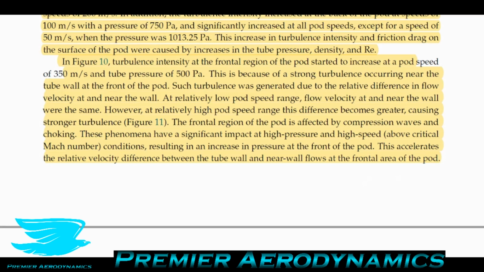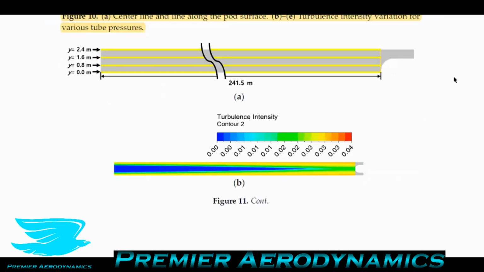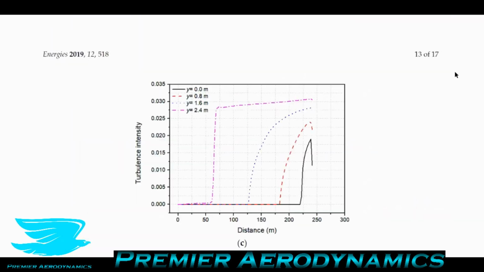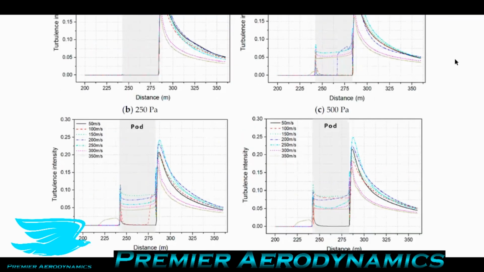The frontal region of the pod is affected by compression waves and choking. These phenomena have a significant impact at high pressure and high speed conditions, resulting in an increase in pressure at the front of the pod. This accelerates the relative velocity difference between the tube wall and near wall flows at the frontal area of the pod. Now, one really cool thing about shock waves is that, so we're talking about the walls and how the flow is going around the pod and it's near the wall. And when you reach this critical Mach number, you're going to be getting sonic flow and shocks associated with that.